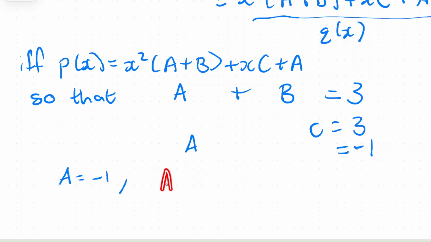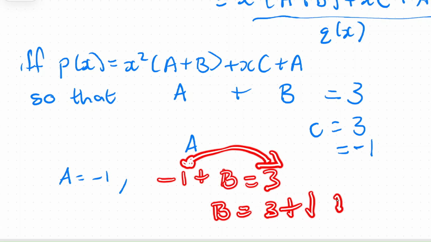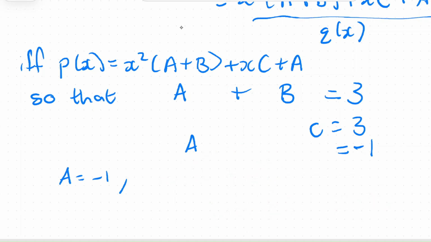And since we know that a is equal to -1, then we can say -1 plus b is equal to 3, which would then give us b is equal to 3 plus 1, because we're moving this to the other side. So b would be equal to 4. And then we've seen that c is equal to 3.